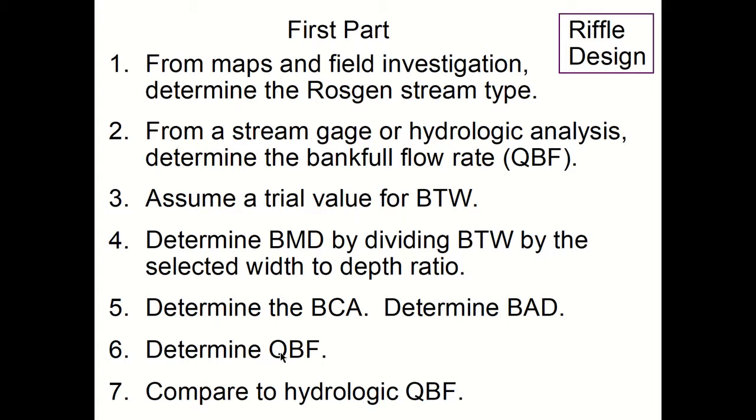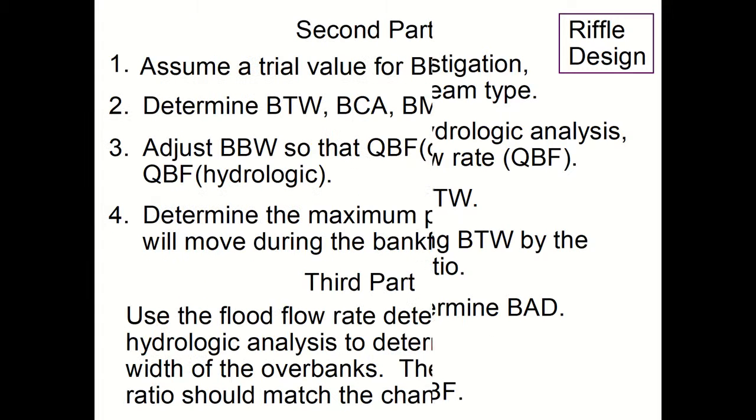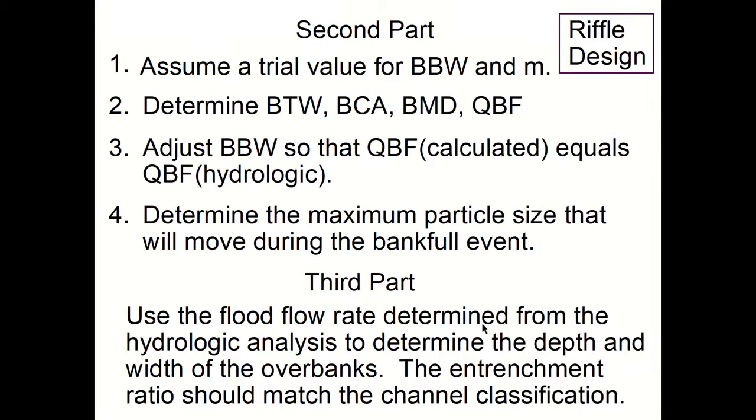Determine the bankful flow rate that you get from your estimate and compare that to what came from the hydrologic bankful flow rate. Now you've determined the geometric size of actually the riffle trapezoid. Now you would like the overbank.